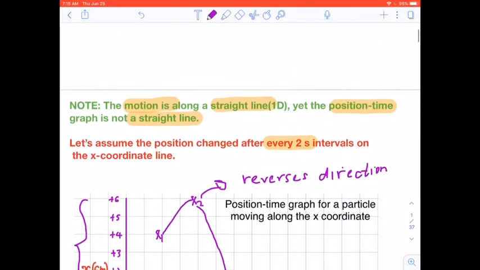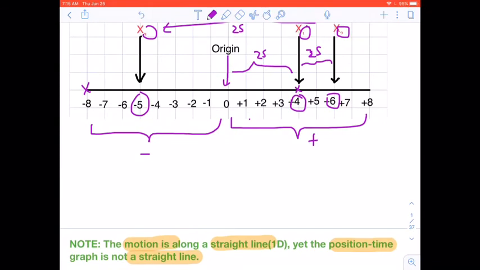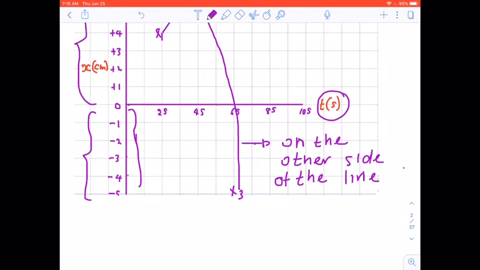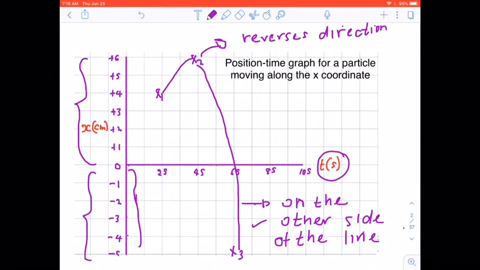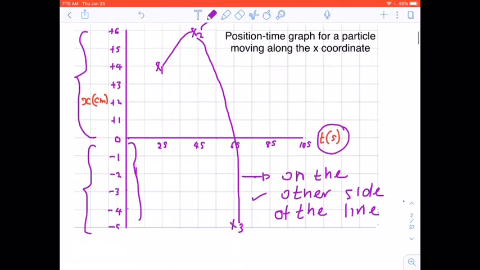And that gives you an indication that, okay, here, as you can see, it's on that side, and here we have it on the other side. The particle is on the other side. So it's very important to be able to translate a position time graph into a coordinate line, and a coordinate line into a position time graph. You should be able to do that quite easily.